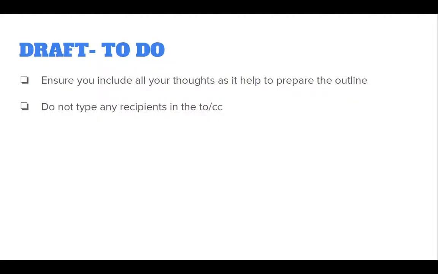Next you have what is the to-do for draft. As I've told you, two things. One thing is ensure you include all your thoughts, as it helps you prepare the outline. The next thing is do not type any recipients in the To or CC. These are two things while you are drafting, and just follow the scenario part where I have explained how the stage is used for drafting. So what is the next thing in DREP? D stands for draft.